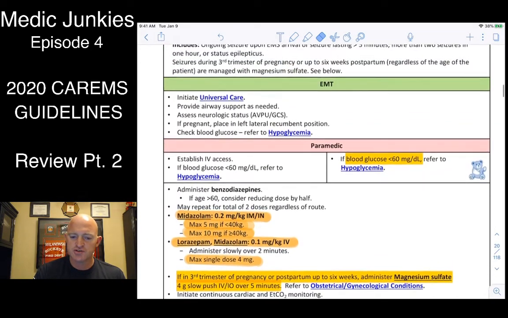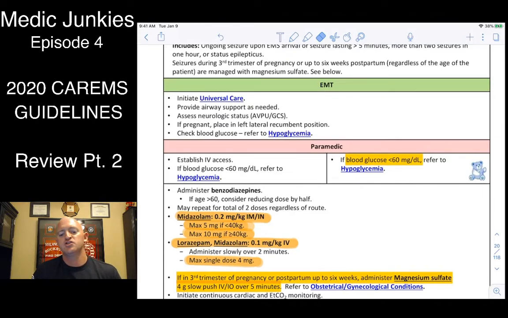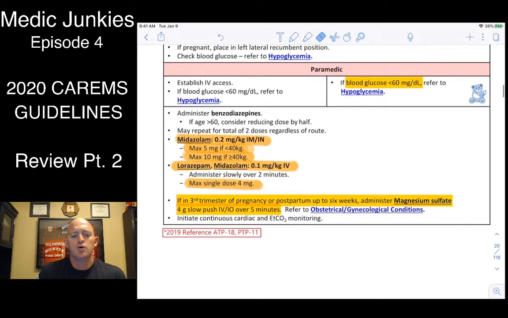With our seizures, of course, any altered patient, we want to make sure that we're checking blood sugars, okay? Typically with adults and kids, we're going to start treating hypoglycemia if they're less than 60 on their sugar. If it's a neonate, remember birth to 28 days, if their sugar is less than 40, then we're going to start treating for hypoglycemia. But for the seizures, we're allowed to give Versed 0.2 milligrams per kilogram intramuscular or intranasally. And again, it goes across the protocol, so this is both for adults and kids.